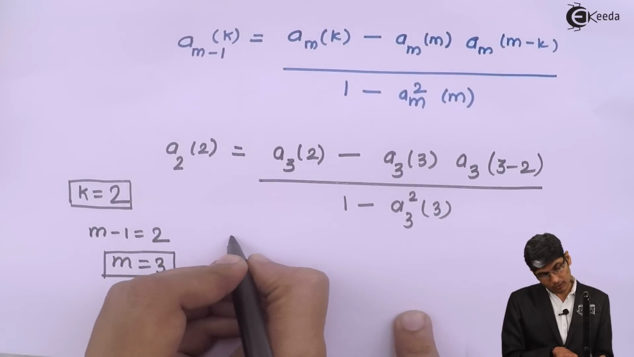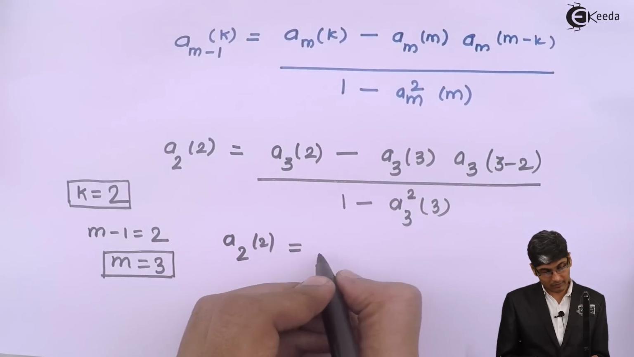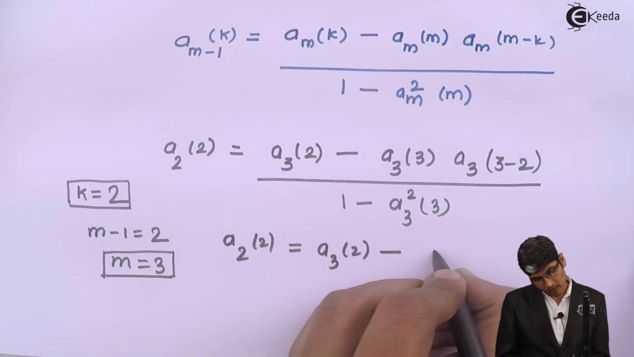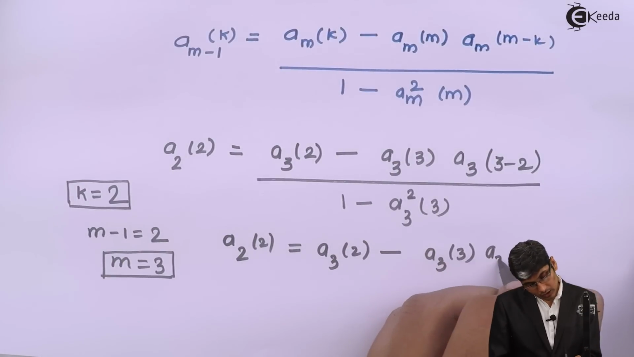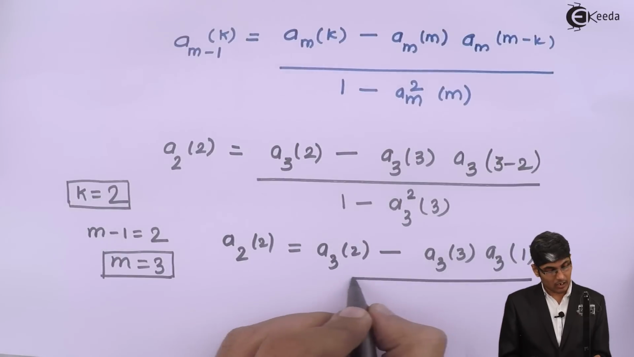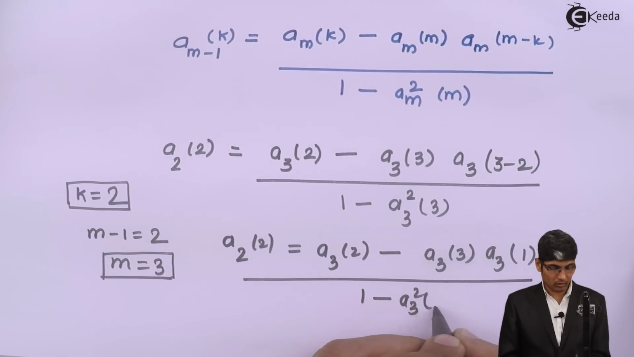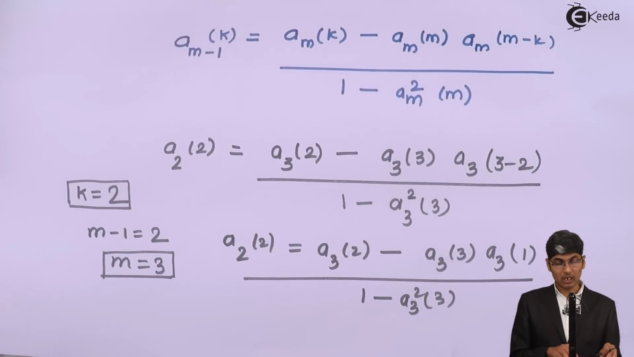See why. If I want A2 of 2, then there is no issue with this term because it is available in the problem. A3 of 3 is also not a problem because we have it in the problem. This will be 3 minus 2, which is A3 of 1, divided by 1 minus A3 square of 3. So all factors are available with us, so there's no problem in finding A2 of 2. We can go ahead and find A2 of 2 because all the coefficients are available with us.